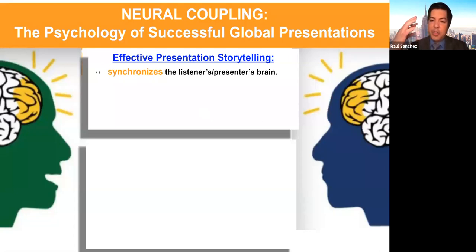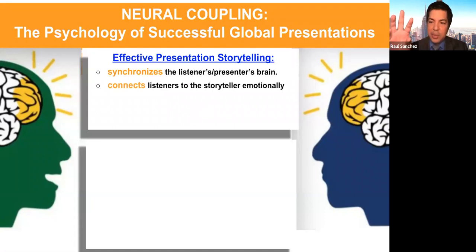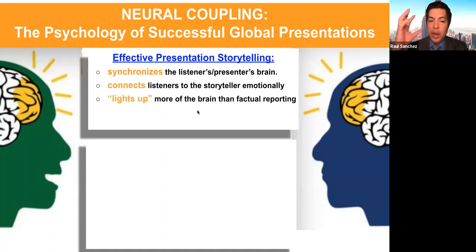And so what is important about this is, we want to create this effect. We want to create this neural coupling effect in our presentations interculturally. Storytelling synchronizes the listener's and presenter's brain. Also, you are able to connect emotionally to the audience members, as you mentioned before, and emotions embed memories more strongly. And also more areas of the brain light up than with factual reporting. So MRI studies show that storytelling causes additional areas of the brain to light up, and the brain responds to story events almost as if they were actually happening to the listener. And again, we get to that benefit of enhancing memory.